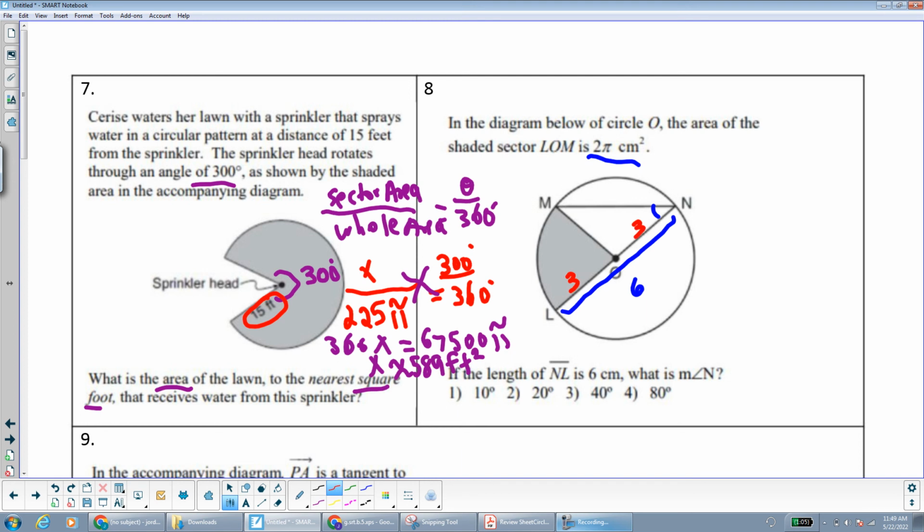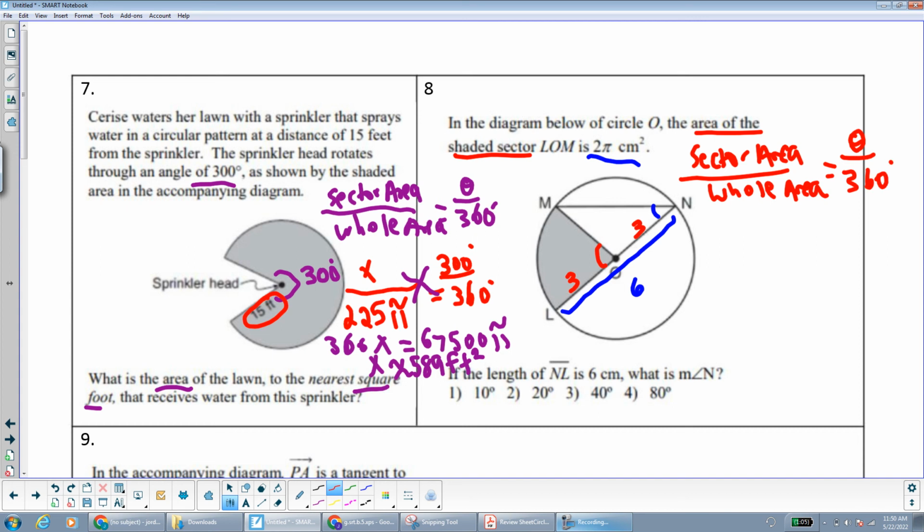So since they give us the sector area and they give us the radius, we need to find the central angle that made the area of the sector. Once we find that central angle, then we can use it to help us find the angle that we are looking for. So I'm going to set up a proportion like we did before with sector area because we are given the area of a sector. So sector area over whole area is equal to central angle over 360.